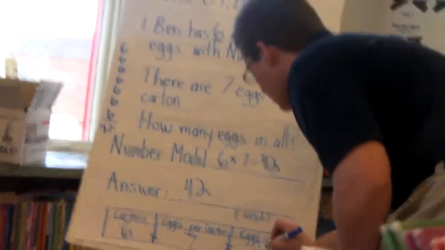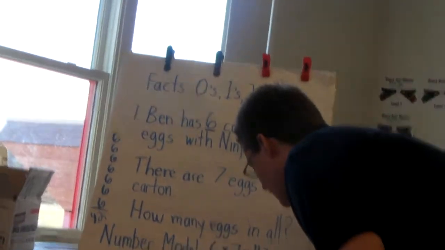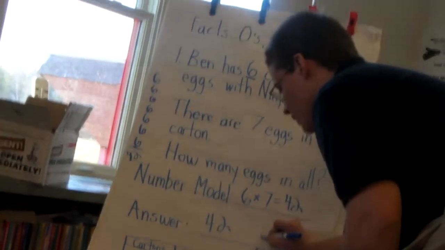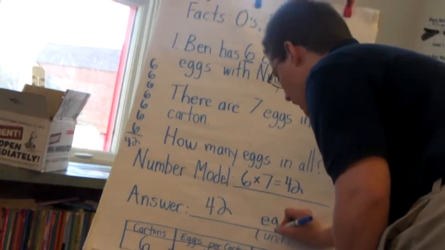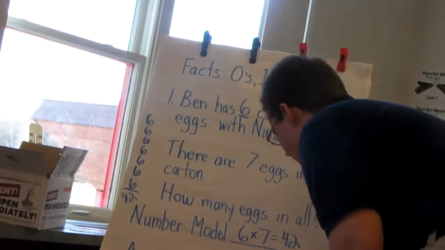Okay, how many eggs in all? You can put 42 down here. And the unit is eggs. It's not cartons. It's not Ninjagos. It's eggs. Okay, 42 eggs.